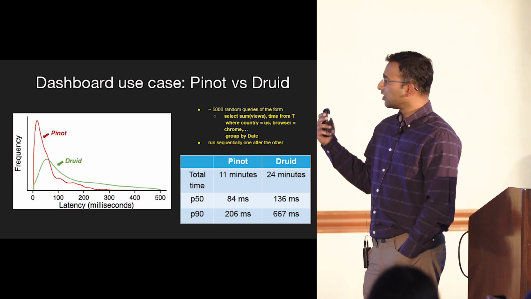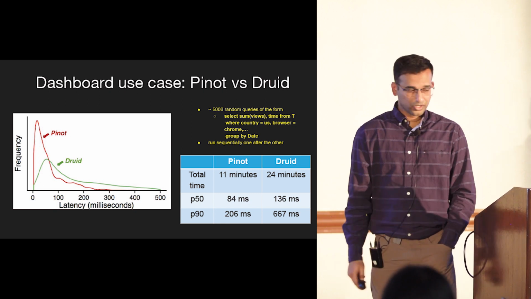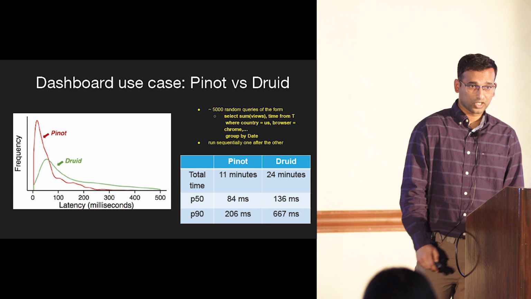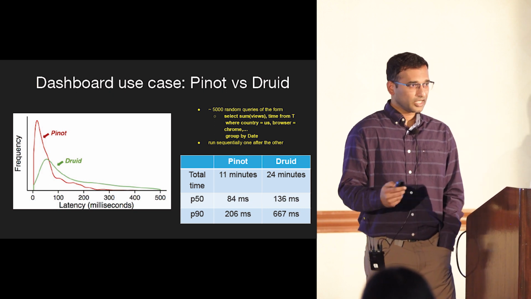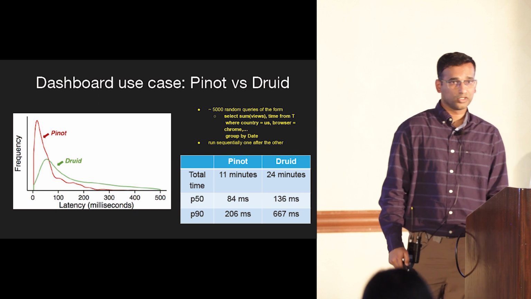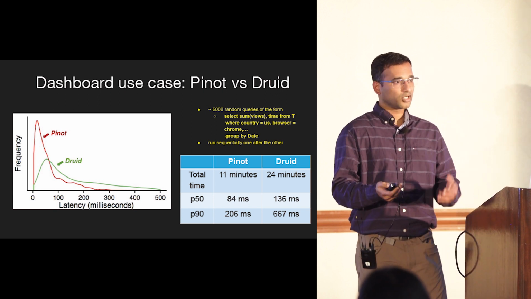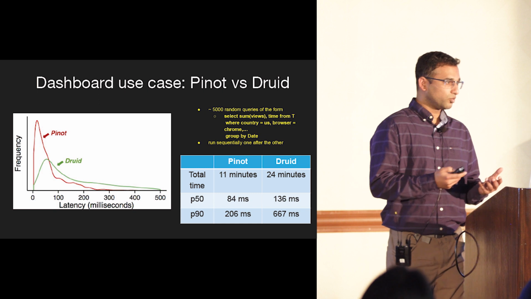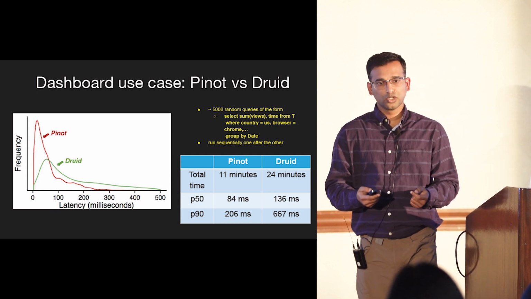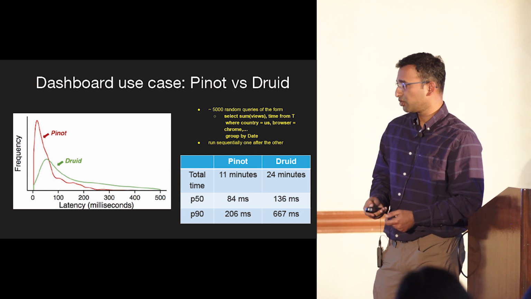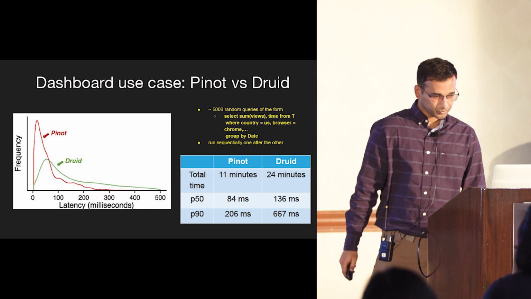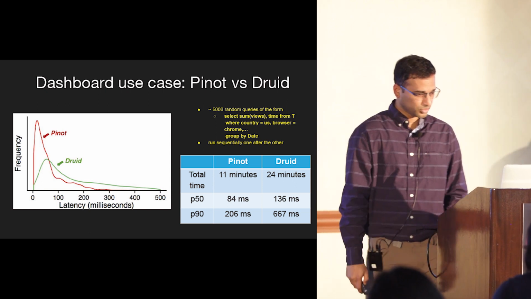But as you see, the total time that it took for Pinot to run the same set of queries is almost half of what it took for Druid. So there is a very interesting thing that you can see at a meta level: if you look at the same cluster, you can actually perform a lot more queries using Pinot than in Druid. But if you look at a single query and just the response time, there may not be too much of a difference in terms of the perception from a user.